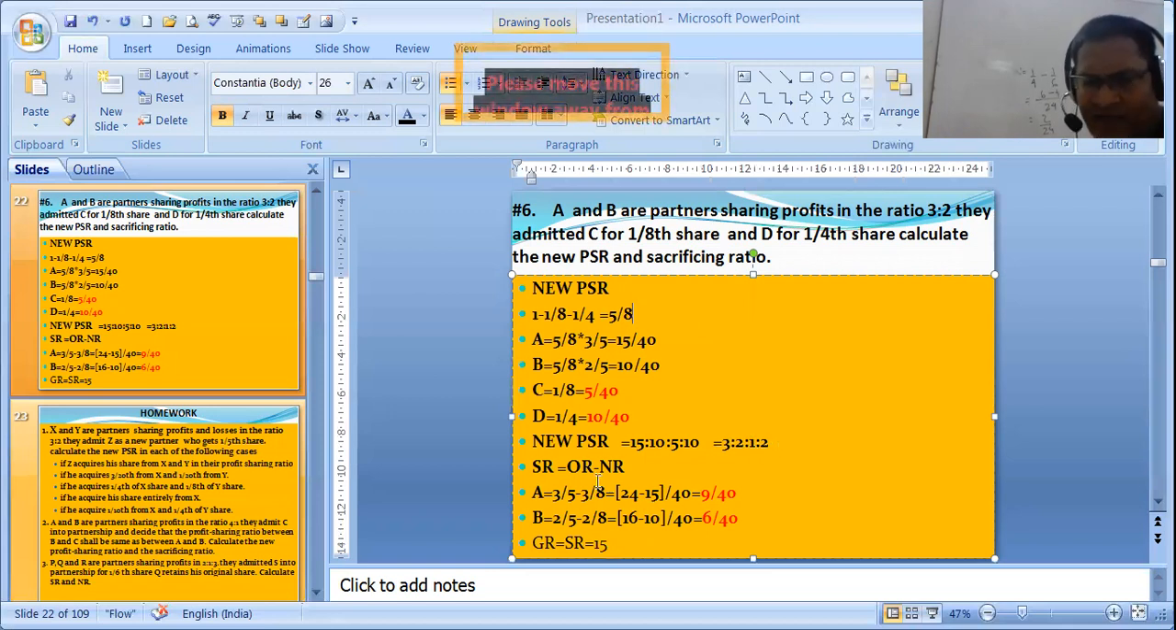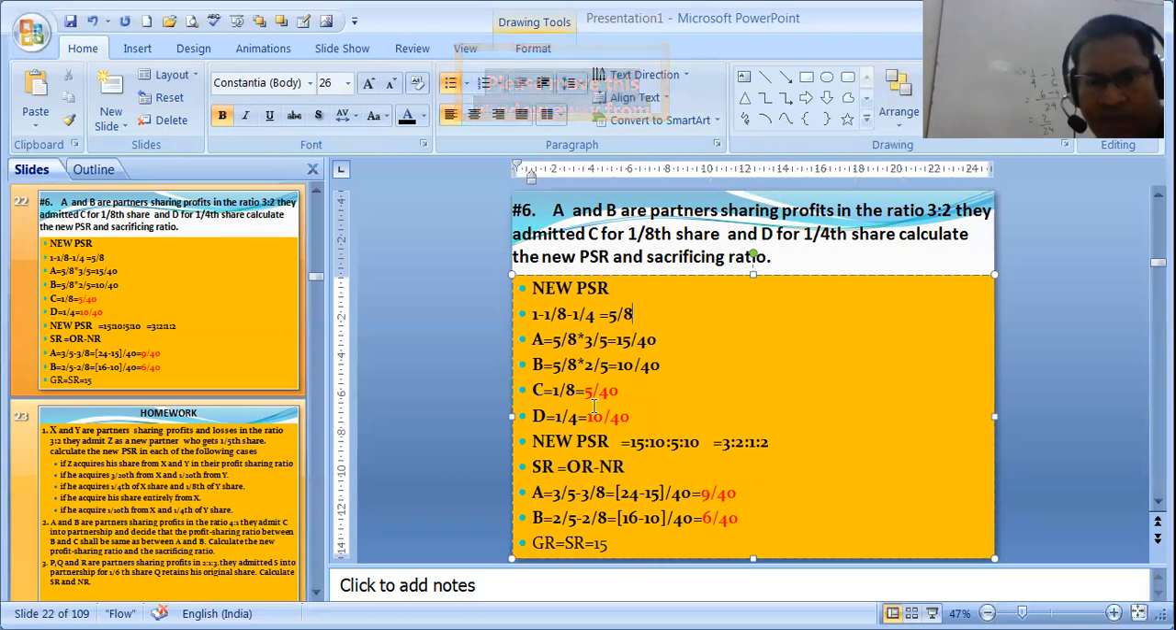We know our sacrificing ratio is OR minus NR. So old ratio A 3 by 5, B 2 by 5. New ratio A 3 by 8 and B 2 by 8. So 3 by 5 minus 3 by 8, 2 by 5 minus 2 by 8. And we got 9 by 40 and 6 by 40 after solving. And 6 plus 9 is 15.